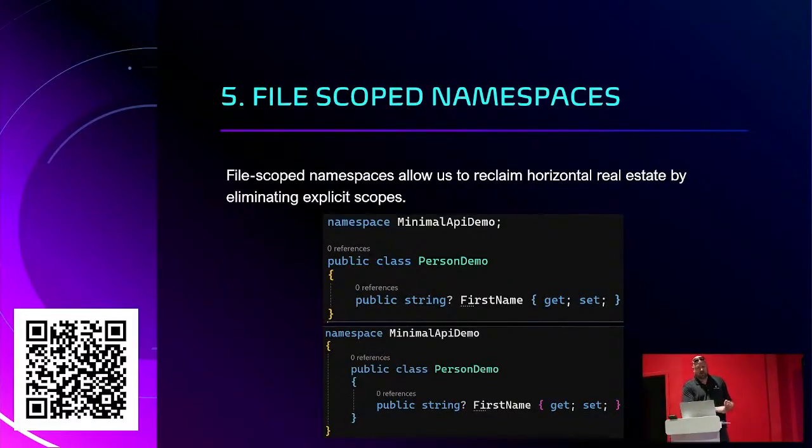All right, who loves file scope namespaces? Sweet. Yes, I love these things. Essentially, all they do is save you 4 spaces by default of horizontal space. And I have people fight me over this. Like they really want to have their old namespace style, the scoped namespaces, which is fine. You can still do that. And that's one of the things that is wonderful about the new way Microsoft is developing, and that is they're not breaking stuff.